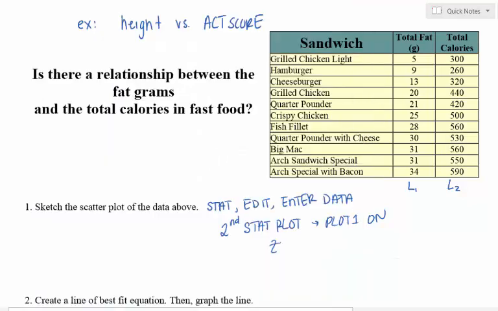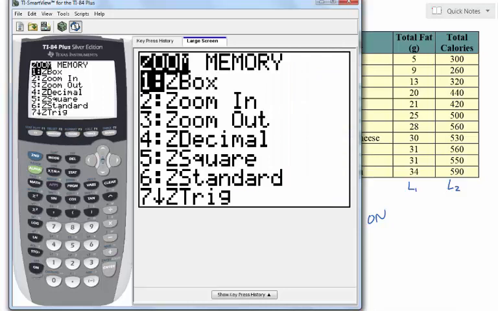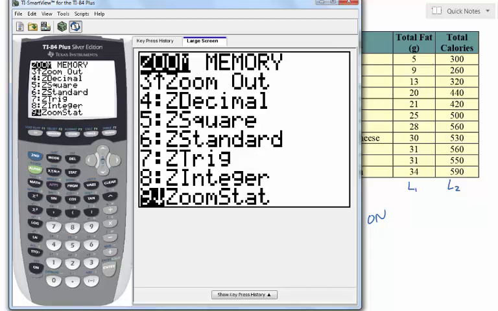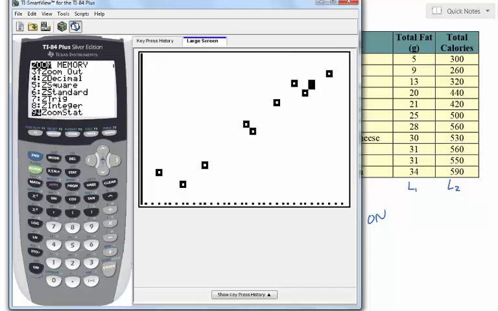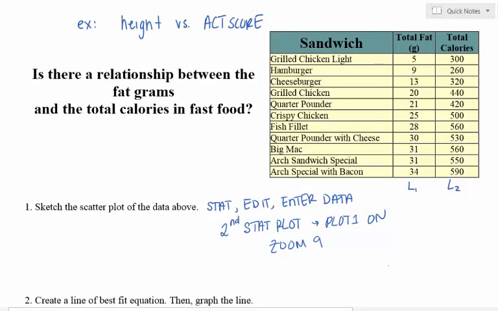And then I'm also going to hit zoom 9. If I go to zoom, you don't have to scroll with your arrow. You could just hit the number 9, but it says zoom stat, which is exactly what we're doing. We're looking at the stat plot. And here it is. You can see that it's going up. We're going to do the best of our ability to make it mimic what that graph does. So yours should look something like that. Take your time, make sure it looks good.